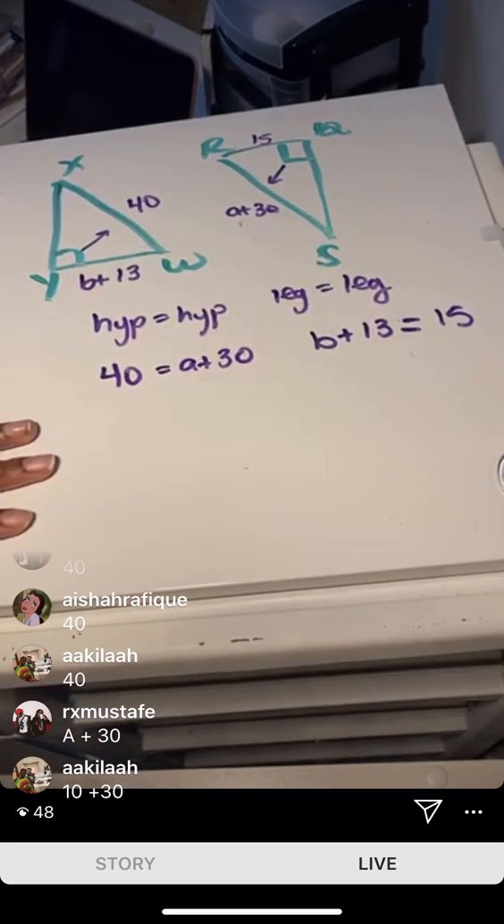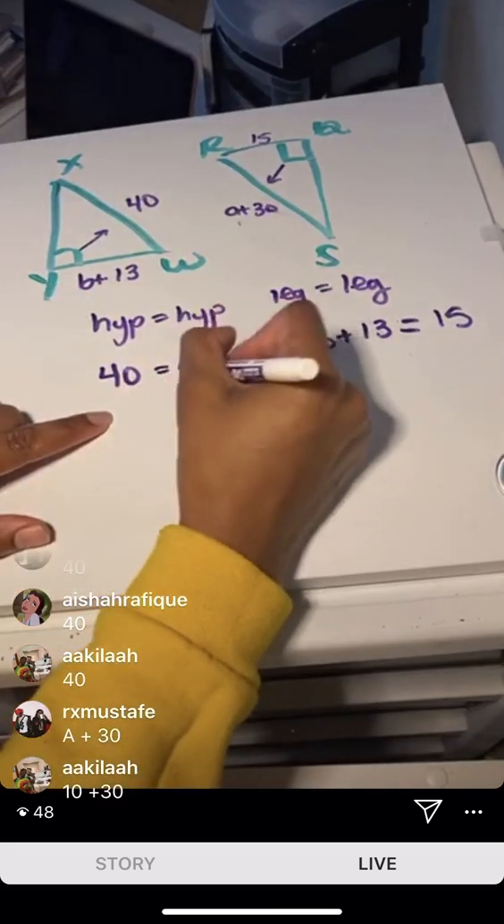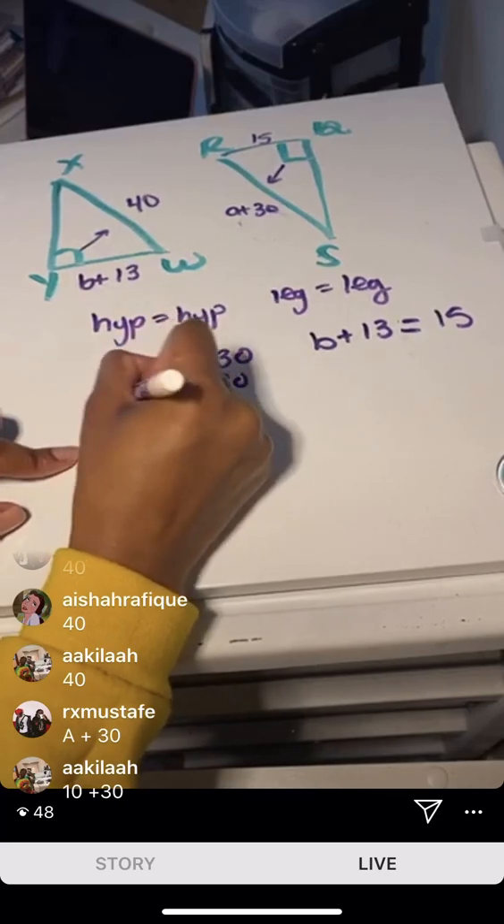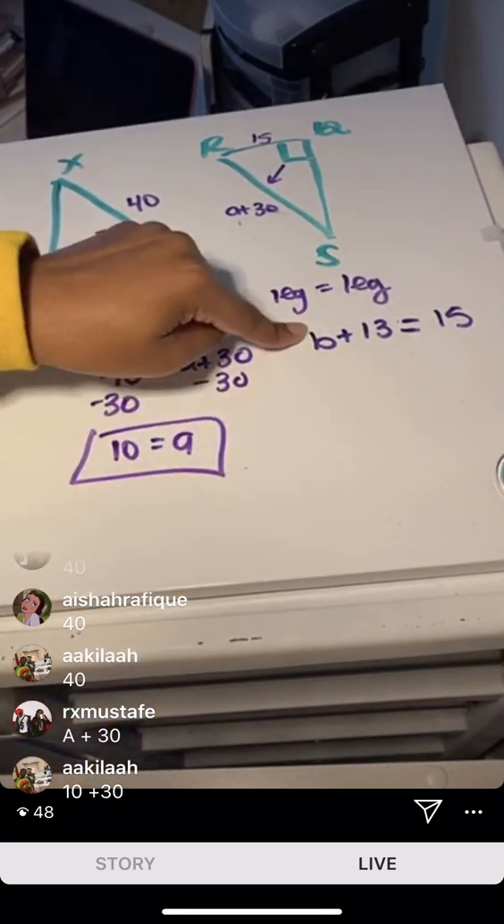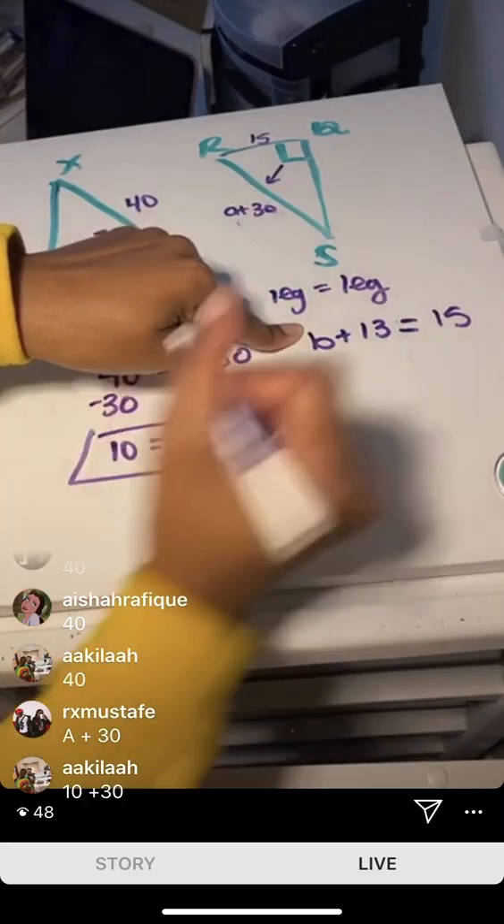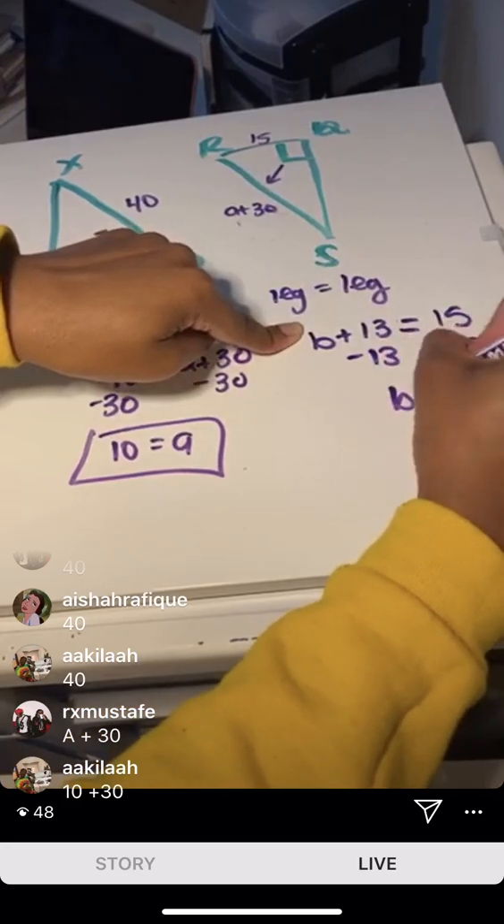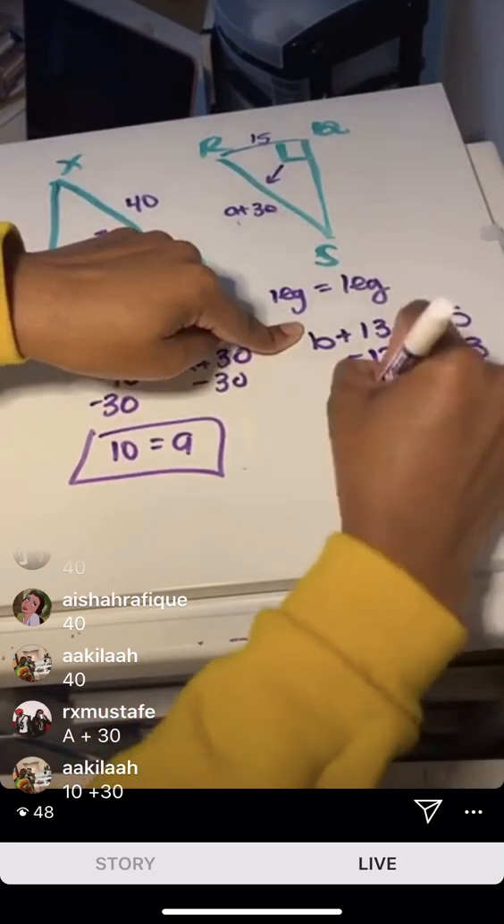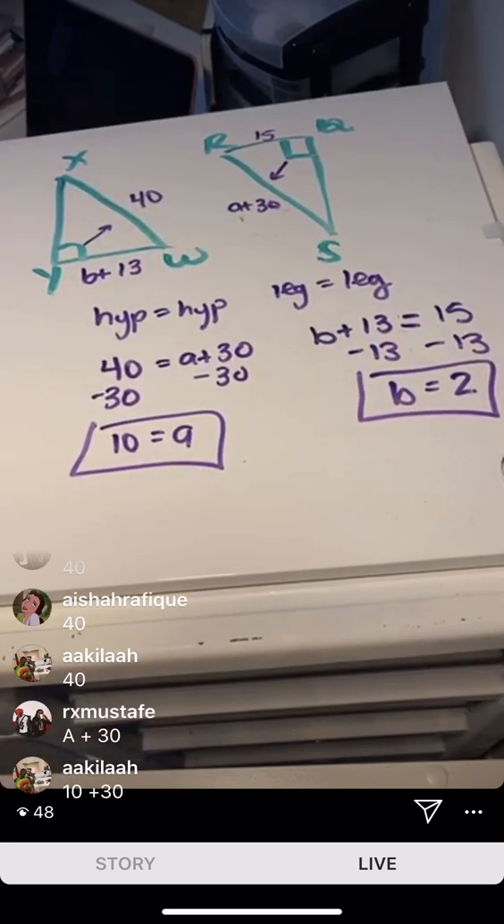Now, all I need to do is solve to figure out what A needs to be and what B needs to be. So over here, I'm going to subtract 30 from both sides, and 10 will be equal to A. Over here, I'm going to subtract 13 from both sides, and B will be equal to 2. And that's it. So, write that down.